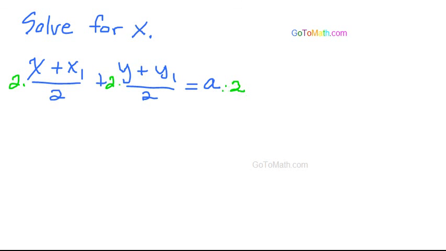Normally I wouldn't put the 2 over here, but we're going to because I didn't leave enough room there. So the 2's cancel out. Now we're left with x plus x sub 1 plus y sub 1 is equal to, we'll go ahead and throw that 2 over here in the front. That's usually what we do.